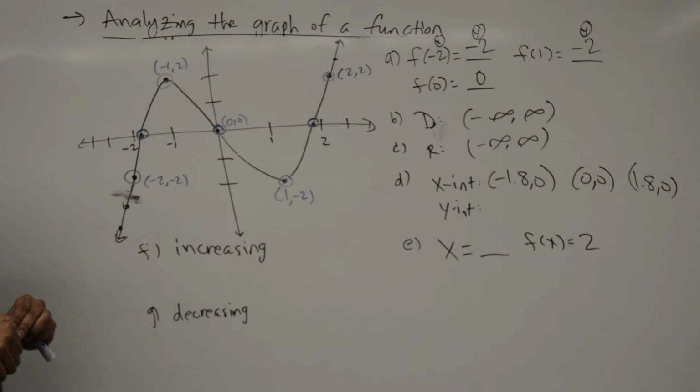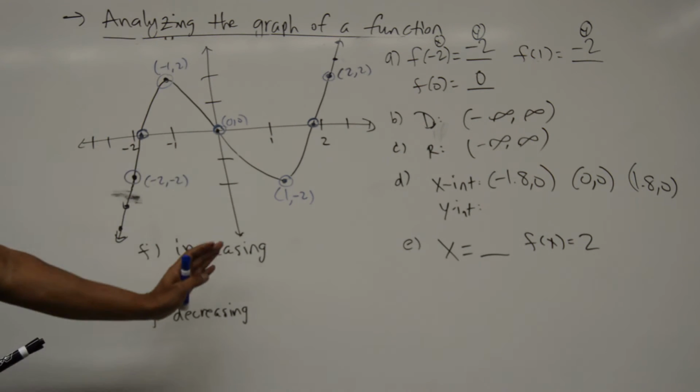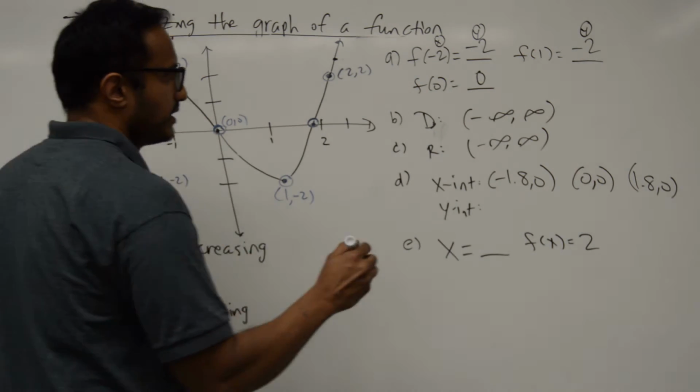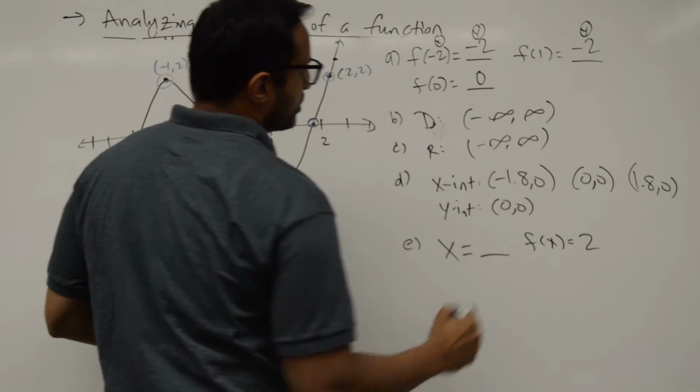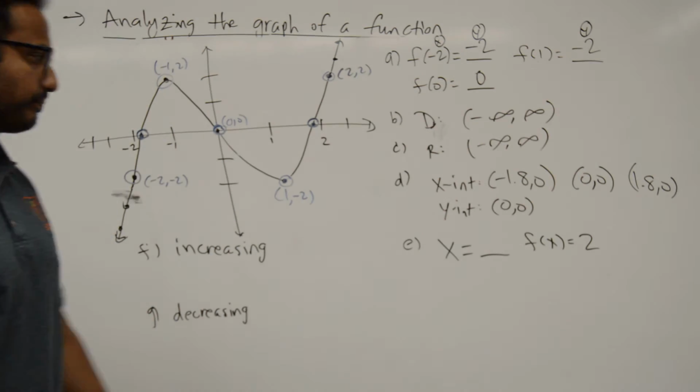Okay, now my y-intercept. The y-intercept is where the graph hits the y-axis. Okay, so the graph hits the y-axis. This is the y-axis at this point, which is 0, 0. So in this case, our x and y-intercepts happen to be the same, or one of them.